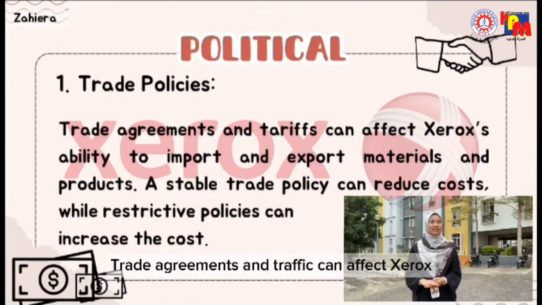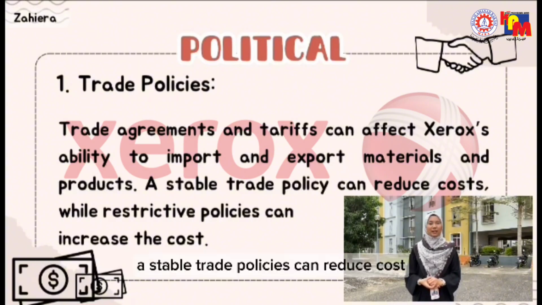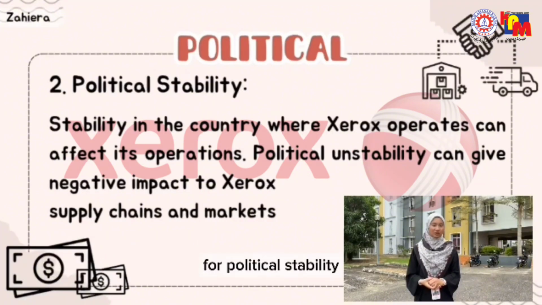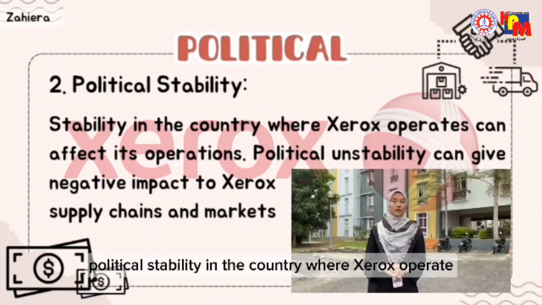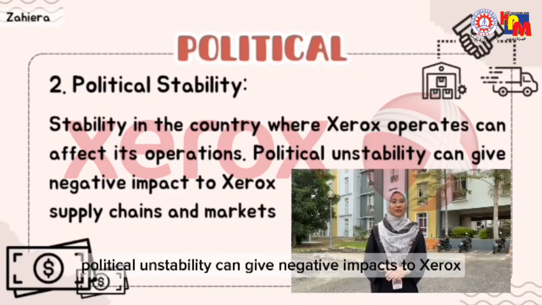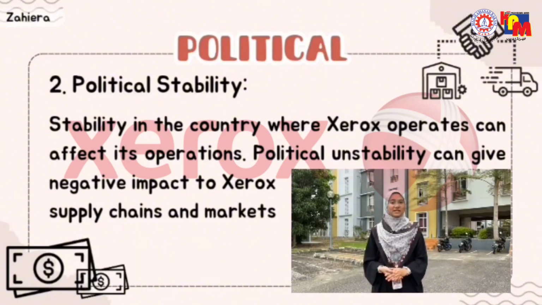The first point is trade policies. Trade agreements and tariffs can affect Xerox's ability to import and export materials and products. Established trade policies lower this cost, while restrictive policies can increase the cost. For political stability, the stability in the country where Xerox operates can affect its operation. Political instability can give negative impacts to Xerox supply chains and markets.